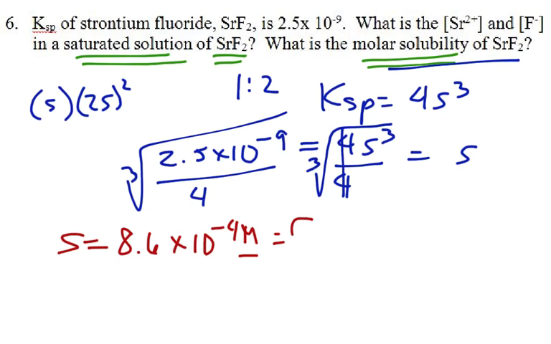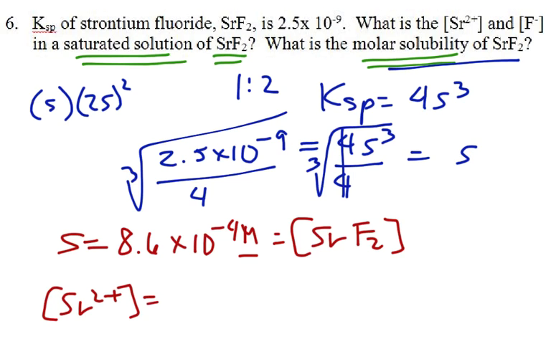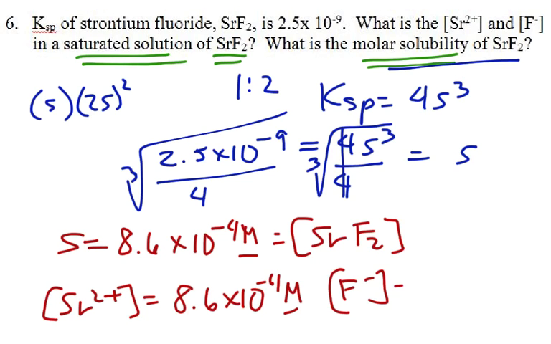So my solubility is the concentration of strontium fluoride, and I can go back now and say, well, what about strontium? Since there's only one strontium in every strontium fluoride, that's also 8.6 times 10 to the negative 4 molar. And since there are two fluorides, then it must be double that number, and that would be about 1.7 times 10 to the minus 3 molar.